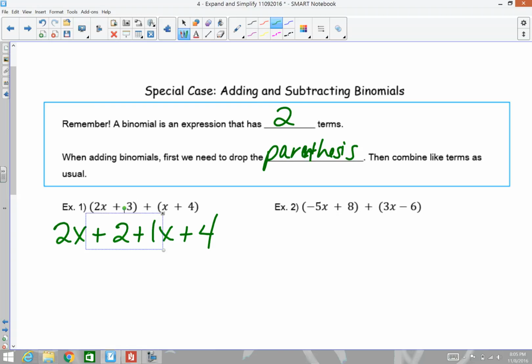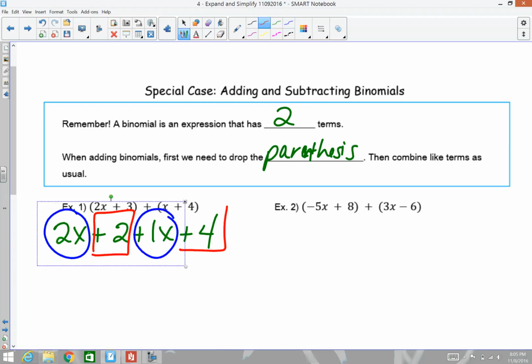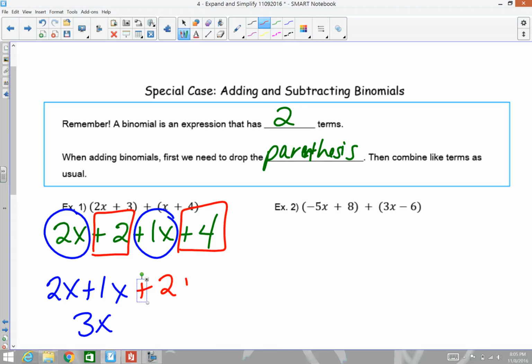Okay, and now we'll combine. I will put circles around the x family, boxes around the constants, and I do always recommend rewriting. 2x plus 1x is 3x, and then we had a 2 plus a 4 is a 6. And we're done. Let's take a look at example 2. Again, drop those parentheses and combine.